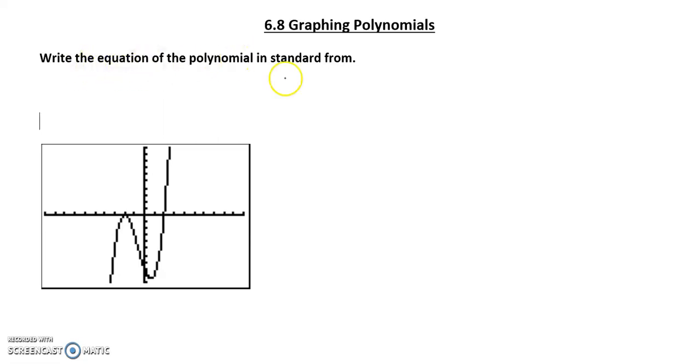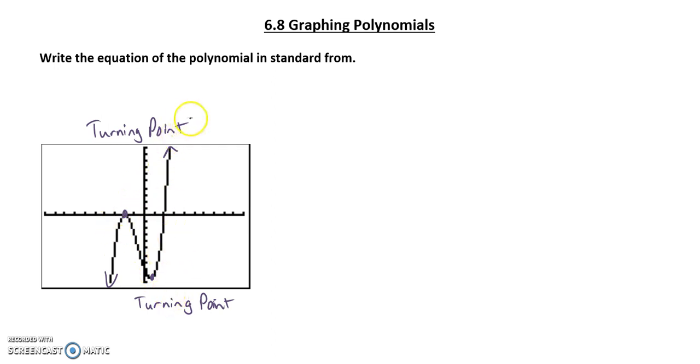In order to write the equation of the polynomial, we first need to figure out what degree polynomial we are working with. In this case, we can follow our polynomial and look at the turning points to determine what degree we are working with. If I trace along my polynomial, I have a turning point here, and I have a turning point here. Every turning point that I have adds in a degree to my polynomial.